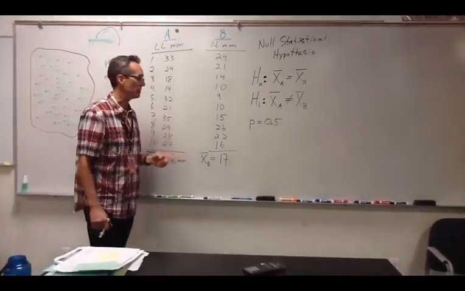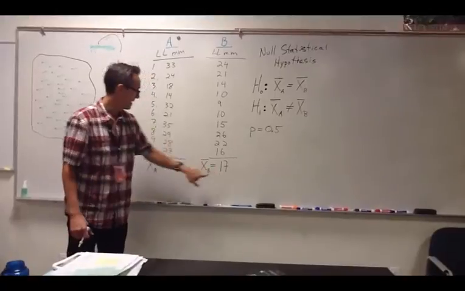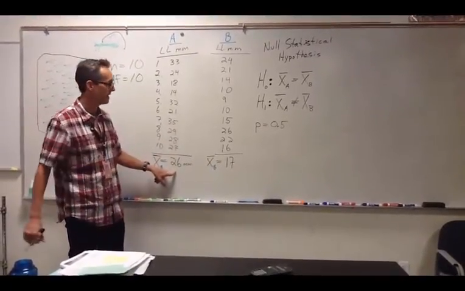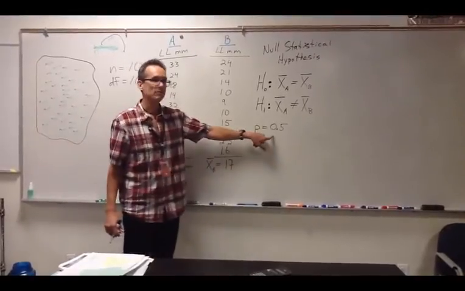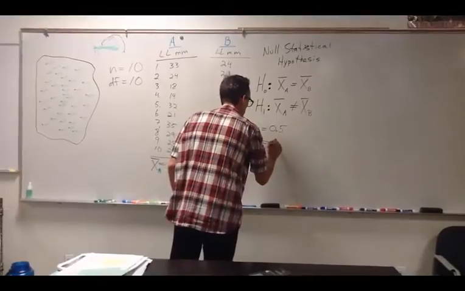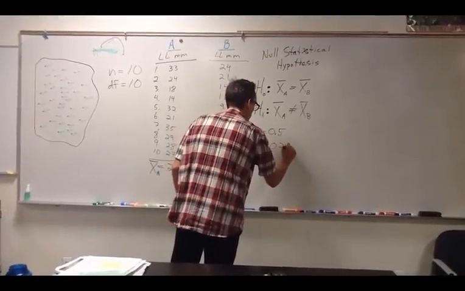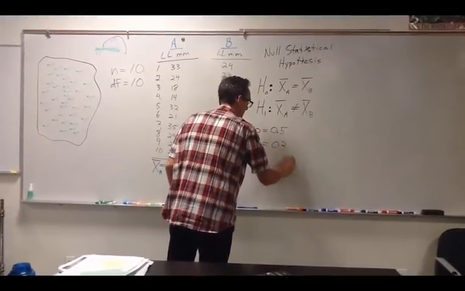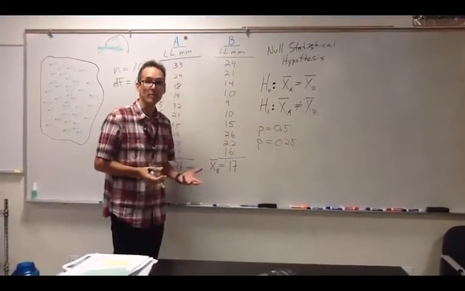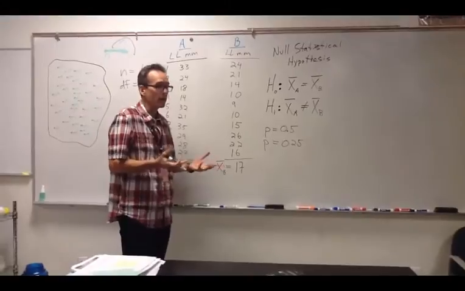I'm not comfortable concluding that these two are different if the probability that they're not different and that I got this by accident is 50-50. What about if the probability is, whoops, I meant to put a 5 there, is 1 in 4. Am I comfortable with that? I'm not comfortable with that.